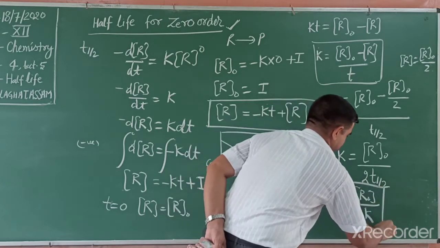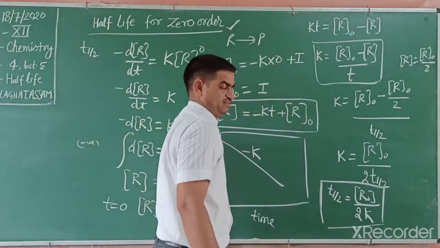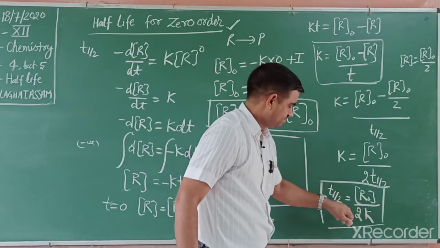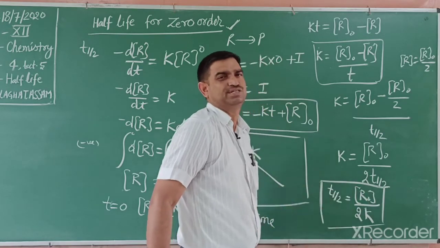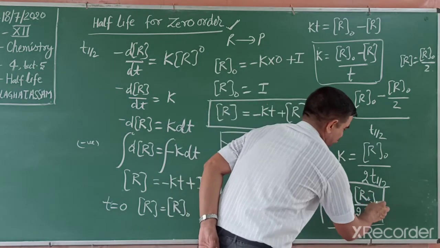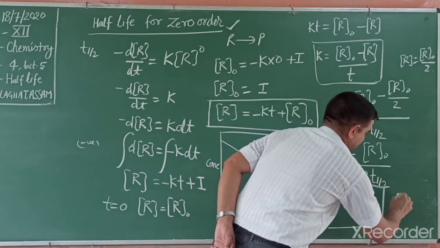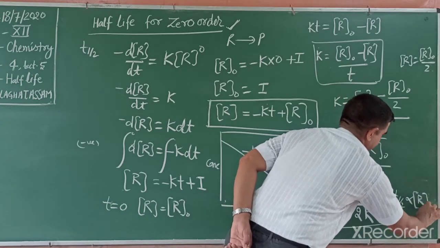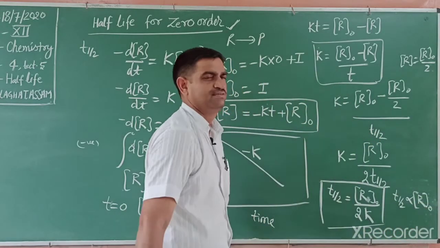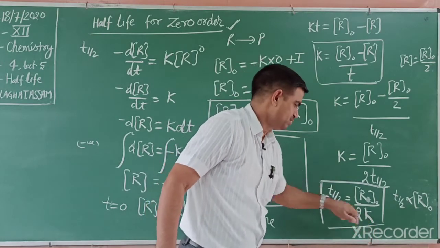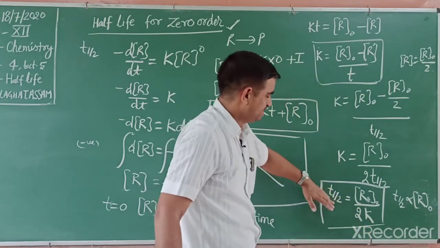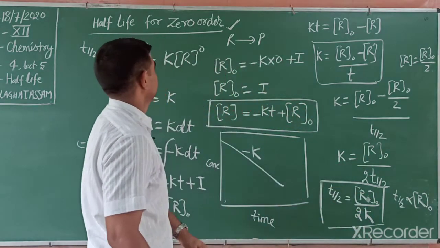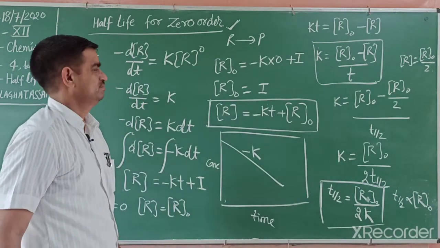So this is the zero order reaction half life relation. We can write that for a zero order reaction, half life is directly proportional to the initial concentration of reactant, or inversely proportional to the rate constant. This equation indicates inversely proportional to rate constant, directly proportional to initial concentration for zero order.